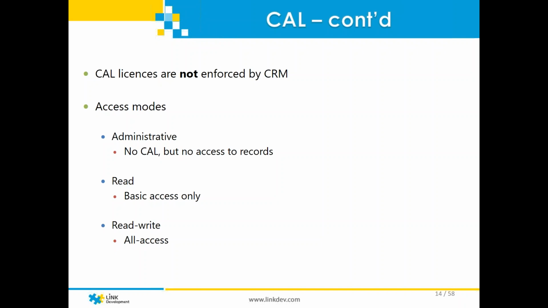There are different access modes. There is the administrative, where you configure CRM like we did yesterday. That doesn't require a license. There is the read, which is basic access only, which you can read only, of course. And there is a read write. Read only, well, some users might need it, for example, the knowledge base. For example, they want access to only the knowledge base, so you give them a read access mode.